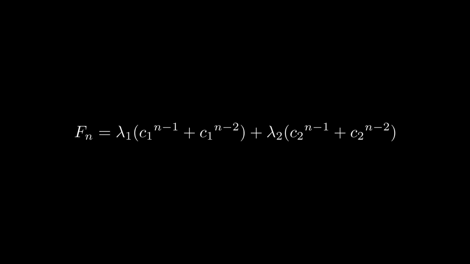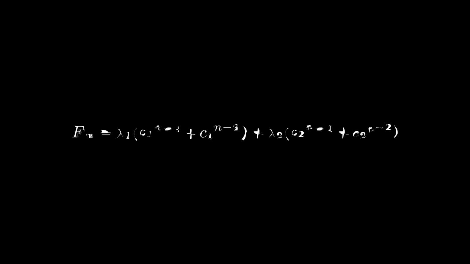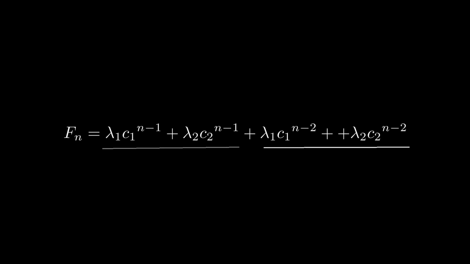So, we know that c to the n is equal to c to the n minus 1 plus c to the n minus 2. If we distribute the lambdas in and rearrange a bit, we see that f(n-1) and f(n-2) are nested within this equation. So, we verified that the recurrence is indeed satisfied. Knowing that this is the correct form, we will proceed.